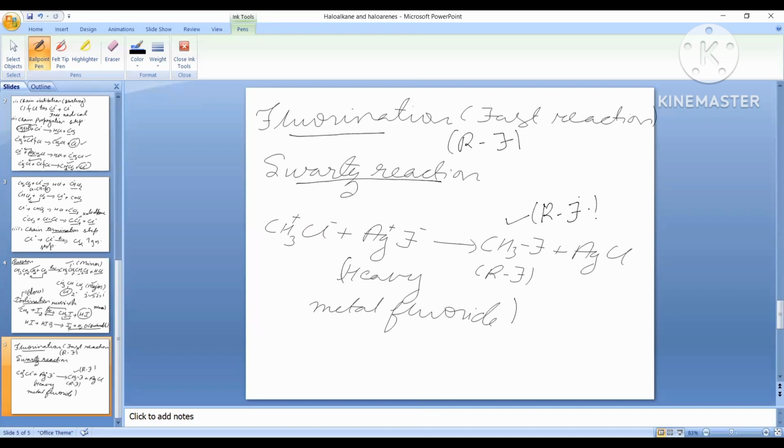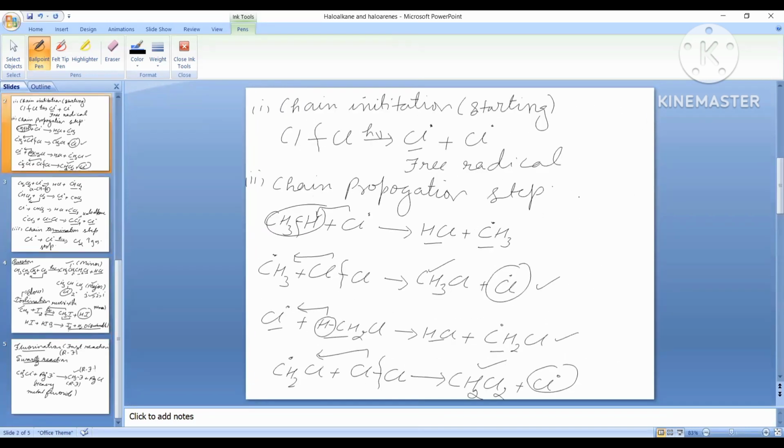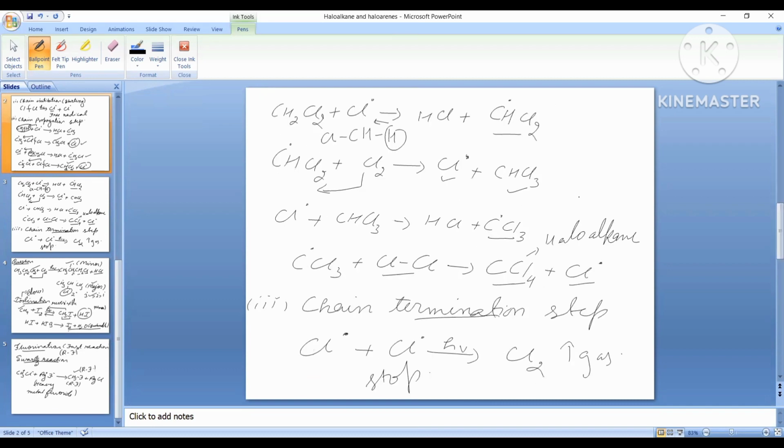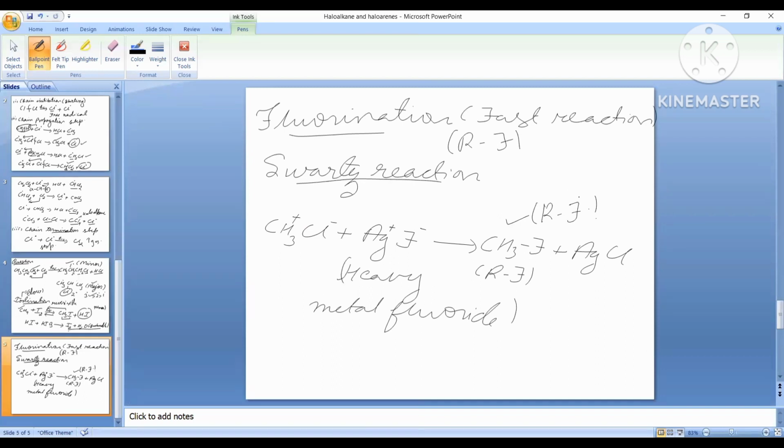Just remember the mechanism. When a free radical is on the carbon atom, then Cl2 will be attacked, and if one chlorination is going on, then HCl will be removed. So this is today's class, and I hope you understand.